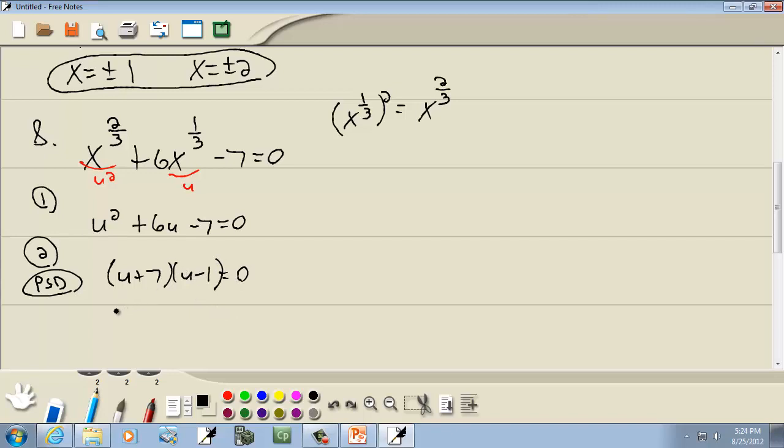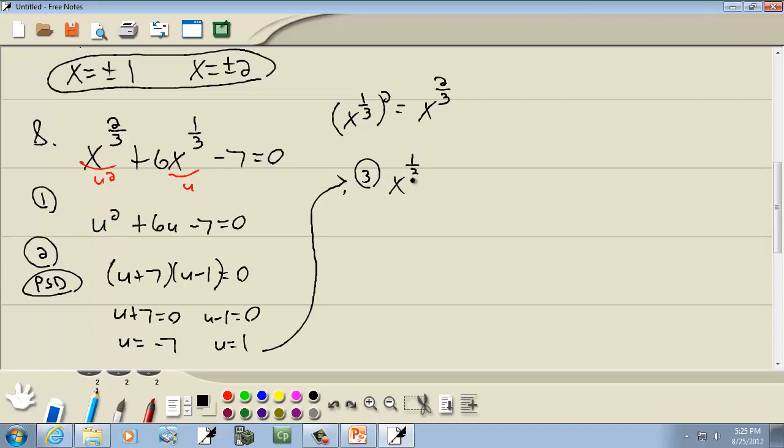Set each one of those equal to 0. So set u plus 7 equal to 0 and u minus 1 equal to 0. And you get u is equal to negative 7 and u is equal to positive 1. Step 3. Plug u equals blank back in and solve for x. Up here we said u is equal to x to 1/3. So we'll put x to 1/3 in for our u now.